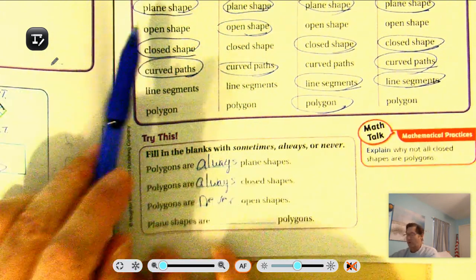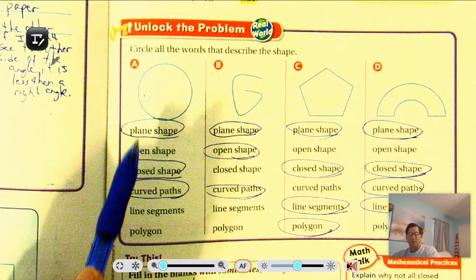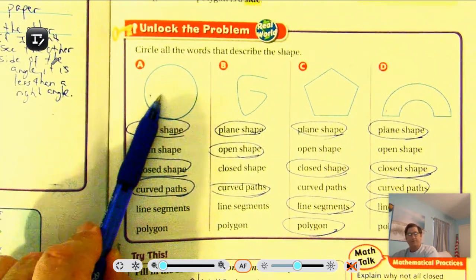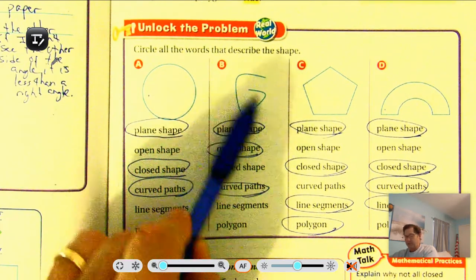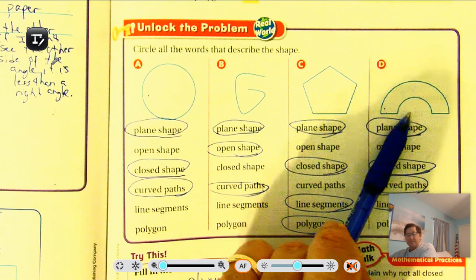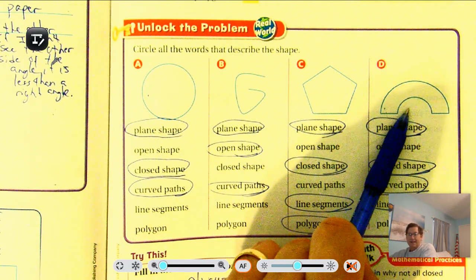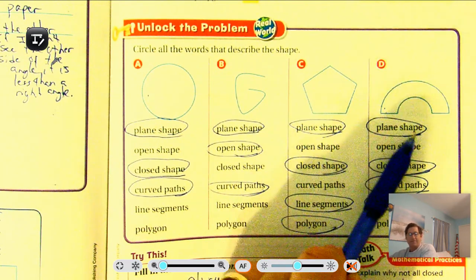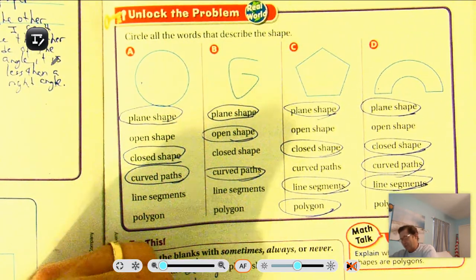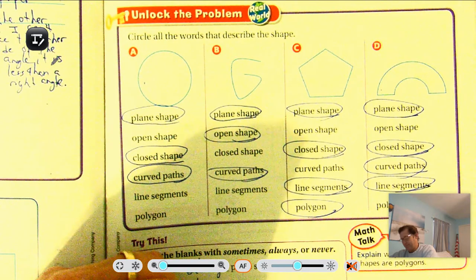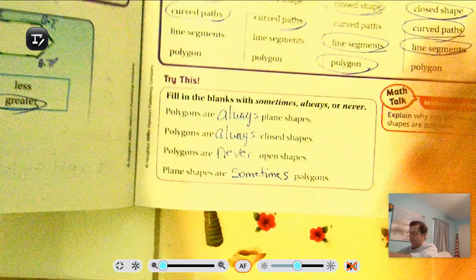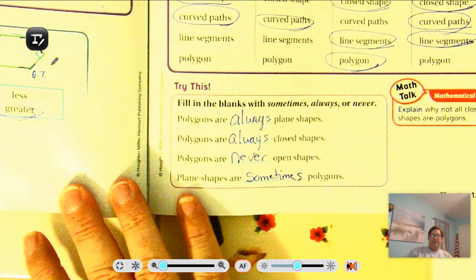Are all plane shapes polygons? No, we looked at 3 examples of plane shapes that were not polygons. Circle was not a polygon. This open shape is a plane shape, but it's not a polygon. This was a closed shape. It has line segments and curved paths. It is not a polygon. So no, plane shapes are sometimes polygons.